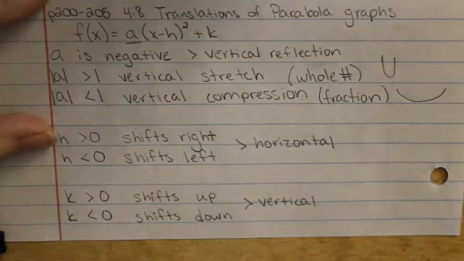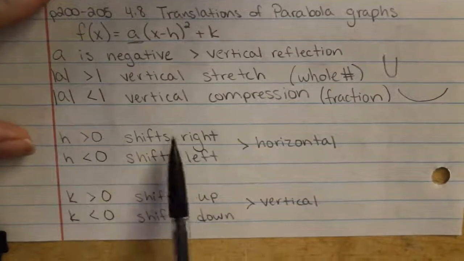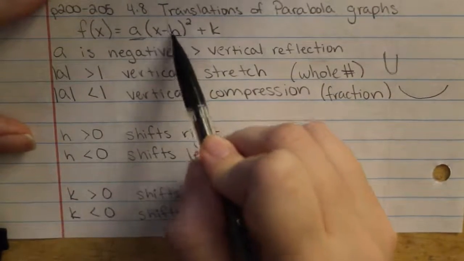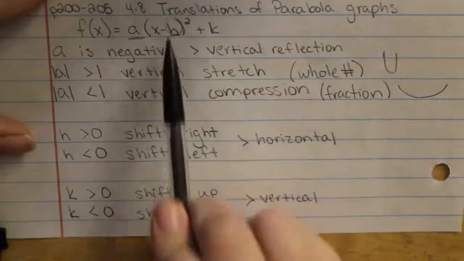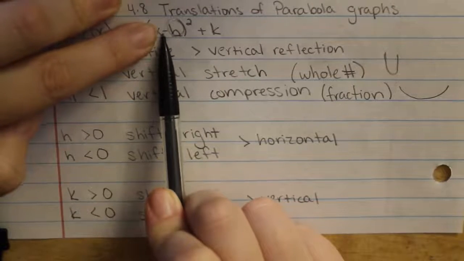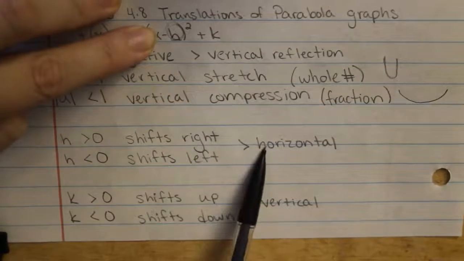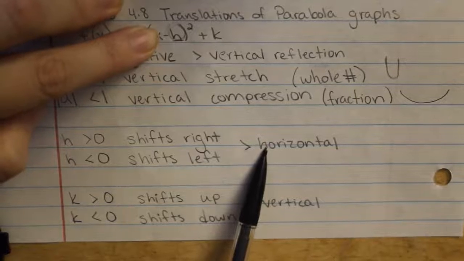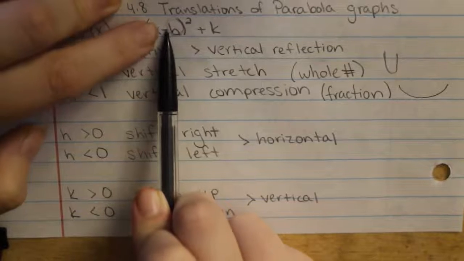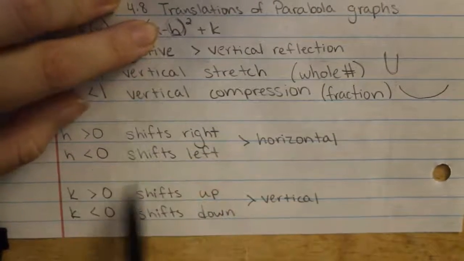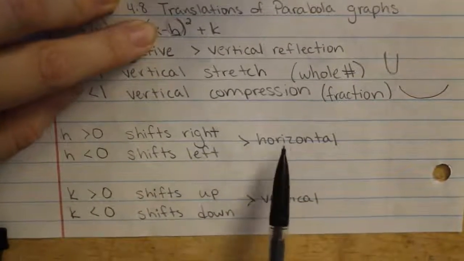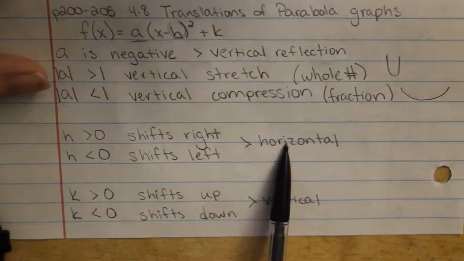Okay, if h is greater than 0, it's going to shift right. So that's this term in here. Remember, we're focusing on this. We're not looking at the negative sign in front of it. We're just focusing on the h. So if h is positive, so if that's a minus, it's going to shift right. It's a horizontal translation. Okay, it's a horizontal shift to the right. If h is negative, making this a positive, because remember, it's the opposite of that sign right there. So if h is negative, and that means that's a positive symbol, it's going to shift left. Again, it is a horizontal translation.